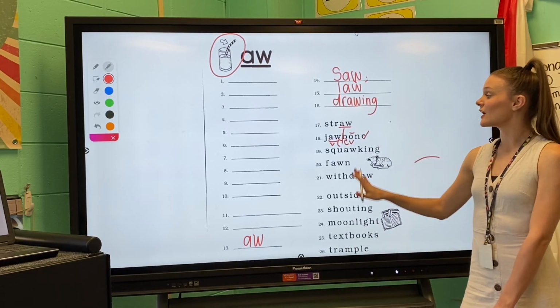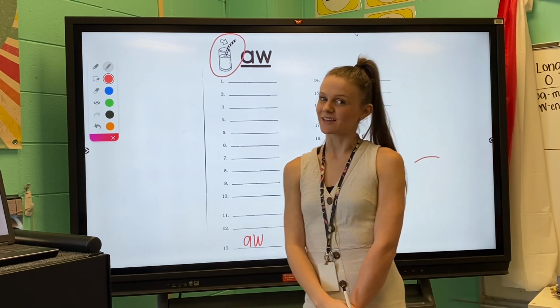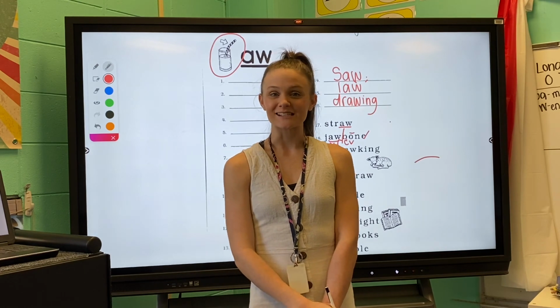So we coded a couple of these words together. I want you guys to try finishing them on your own and then flip your paper over and do some more practice on the back.